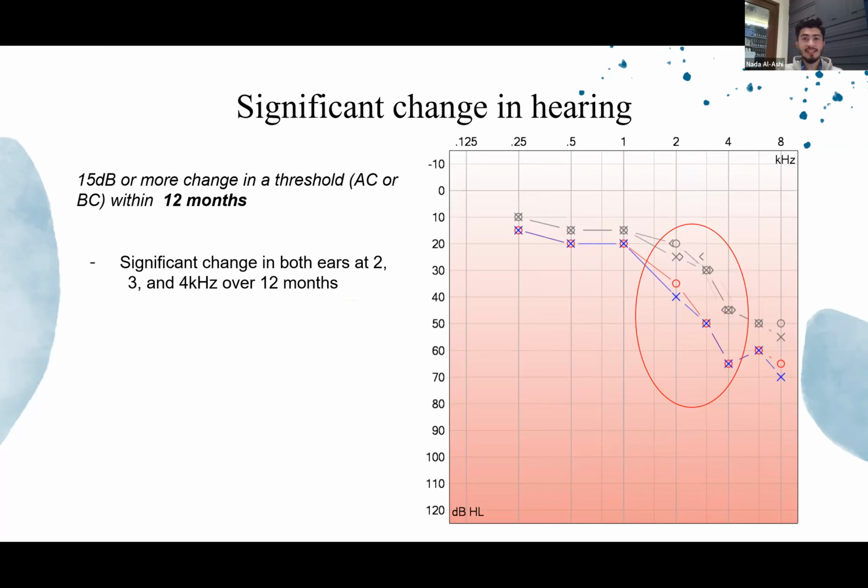When I say a significant change in hearing, this is defined as a 15 dB or more change in a threshold within 12 months or a year. So in the audiogram example here, at 2 kilohertz, 3 and 4 kilohertz, at both ears, there has been a drop of 15 dB or more over 12 months. So with this, we would flag it as a significant drop in hearing in both ears.